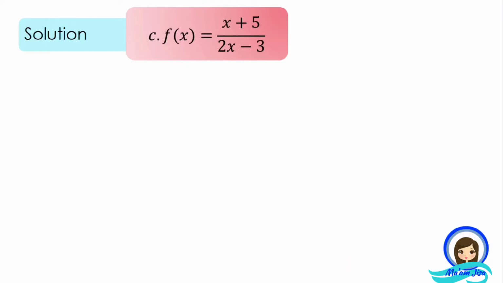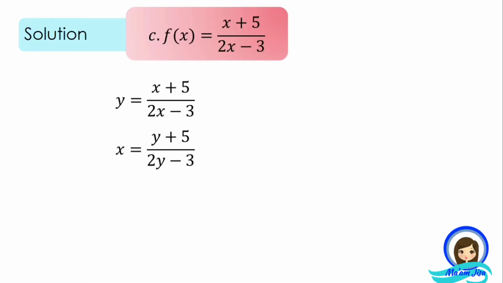Our third example is a rational function f of x equals quantity x plus 5 over quantity 2x minus 3. The first step is to write the function in the form y equals f of x. Next is to interchange the x and y variables. Third step is to solve for y in terms of x. So to solve for y in terms of x, we need to conduct the cross multiplication method.